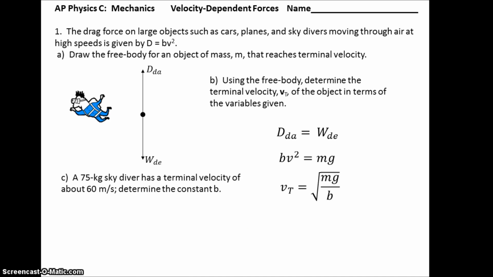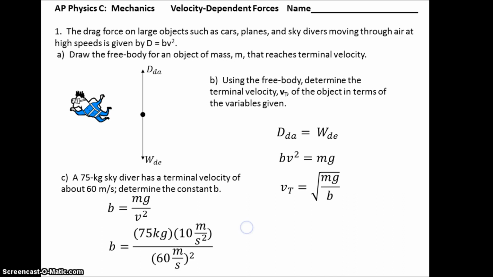So we have the skydiver at 75 kilograms, and their terminal speed is 60 meters per second, and we're supposed to determine b. So b would be equal to mg over v squared. Plug in, and we get b is approximately 0.208 kilograms per meter.